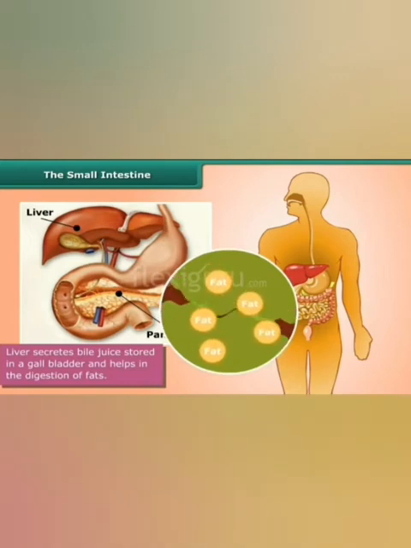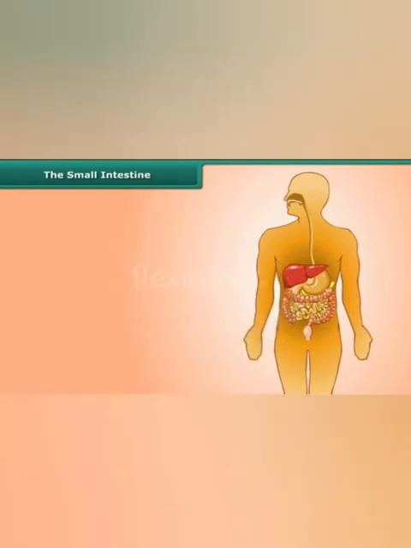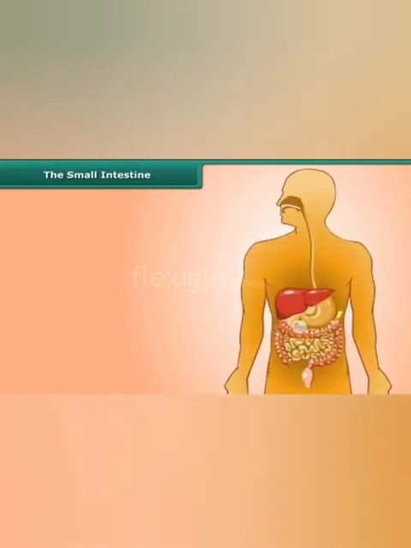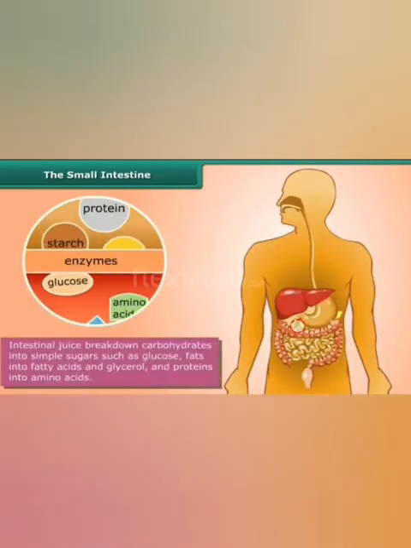Liver secretes bile, stored in the gallbladder, and helps in the digestion of fats. And pancreas secretes pancreatic juice which helps to break down proteins and carbohydrates. Now, intestine secretes intestinal juice which breaks down carbohydrates into glucose, fats into fatty acids and glycerol, and proteins into amino acids.